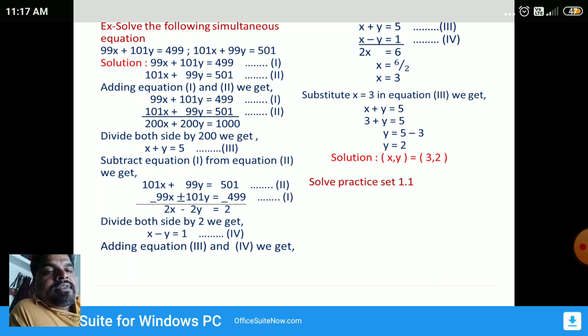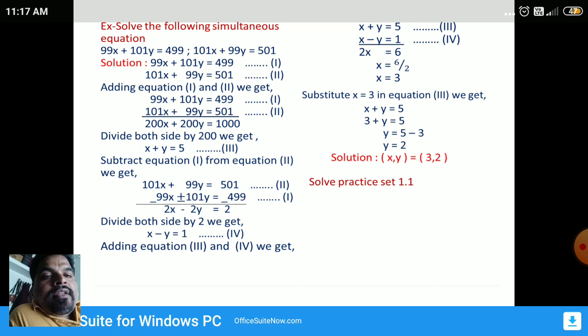Now substitute the value of x in equation number 3, and in equation number 4 also. Then x plus y is equal to 5 is equation number 3. Substitute x is equal to 3, that is 3 plus y is equal to 5. Then y is equal to 5 minus 3, then y is equal to 2. Therefore, the value of x is 3 and the value of y is 2. Now the solution of that equation is x comma y is equal to 3 comma 2.